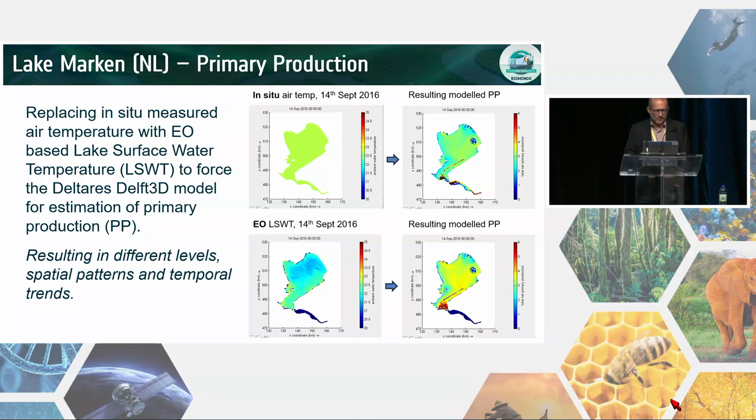And you see here on these maps, on the left, the input temperature data, either from in situ data or from Earth observations, and then on the right you see how it was used when forcing the Delft3D models.